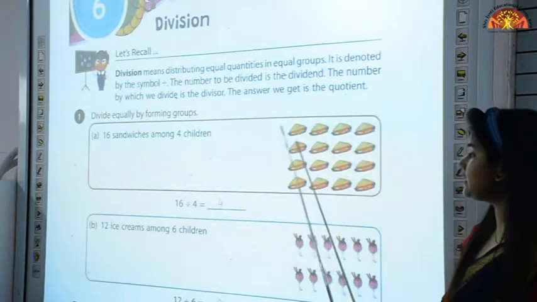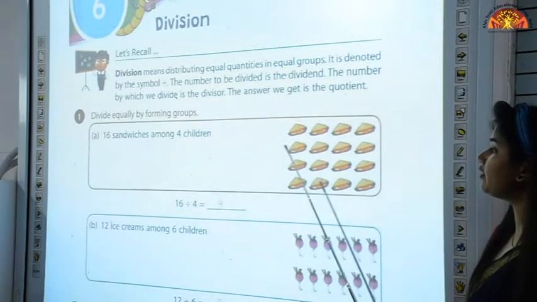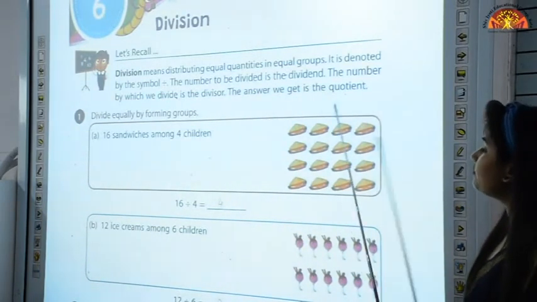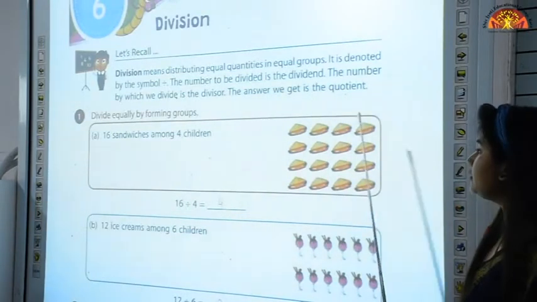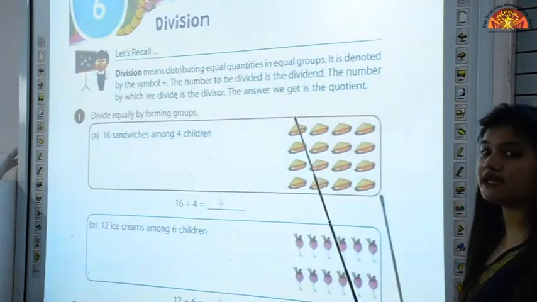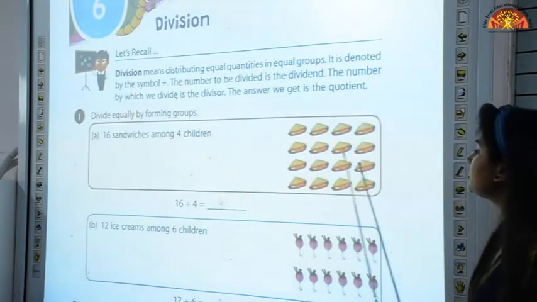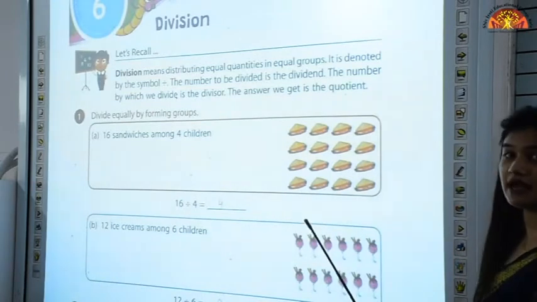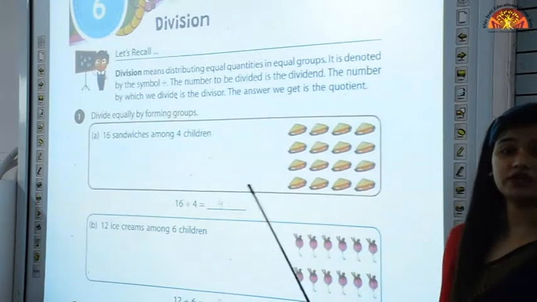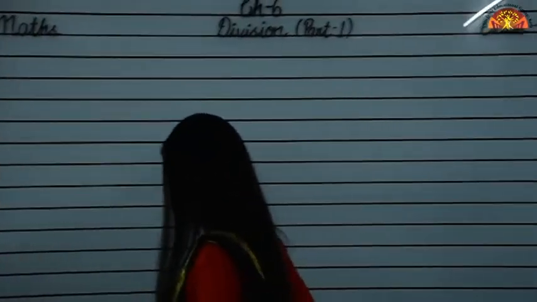As you can see, there are 16 sandwiches and now we are going to divide these 16 sandwiches. Just look here. If one child gets 4 sandwiches, the next child will get 4 sandwiches again, the third child will get 4 sandwiches, and again the last child will get 4 sandwiches. So how can we divide 16 among 4 children? Just look here.